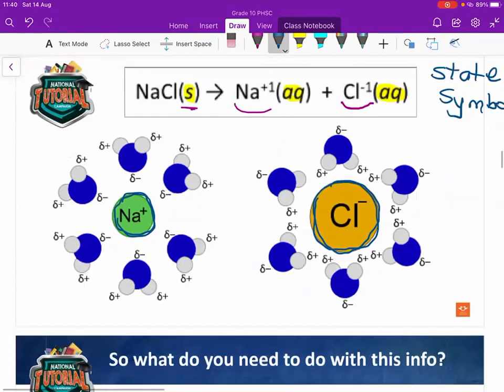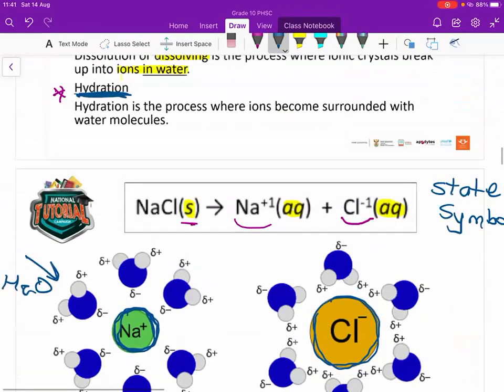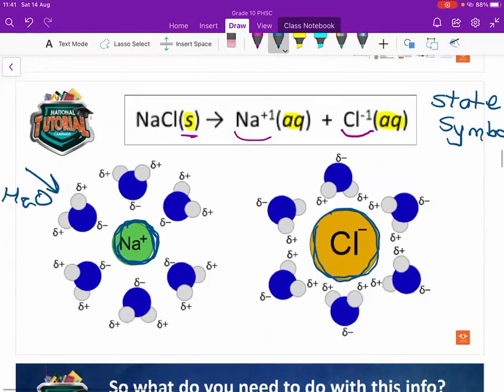Because sodium is positive, all the negative sides, this is the oxygen, that blue part of water. This is water, this is H2O here. All of these little blue and gray thingies, that's H2O. So because sodium is positive, all the negative sides of the water molecule, the oxygen sides, surround this positive ion. Okay, and that is what hydration is. You just need a picture, and then it's easy to understand. If you have to read this, it might sound a little bit complicated, but if you look at the picture, it's easy.